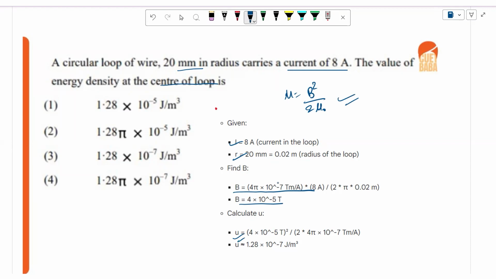So 1.28 into 10 to the power of minus 7. Right. So third is the correct option.